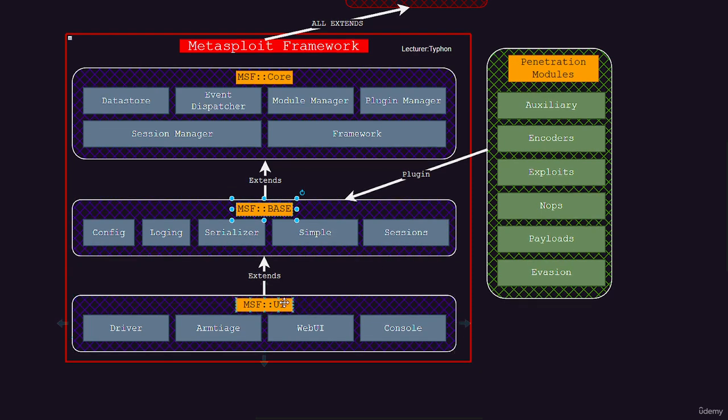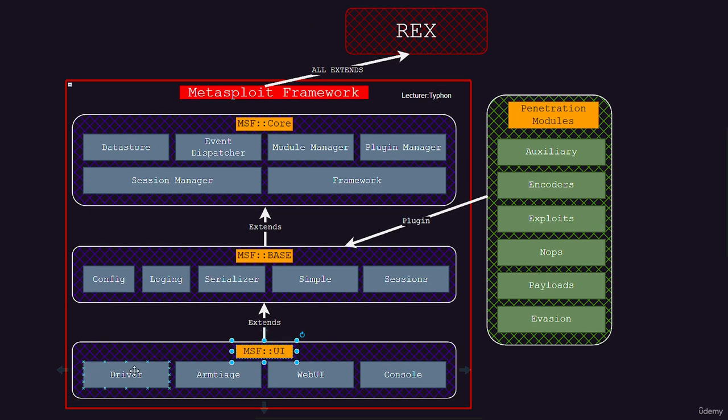We also have the Metasploit UI here. These are the driver, Armitage, Web UI, and console. These are basically the interfaces, like you can interact with a graphical user interface or user interface. For example, we can use the console, and so on, which we will use when we go to the practical side of Metasploit.